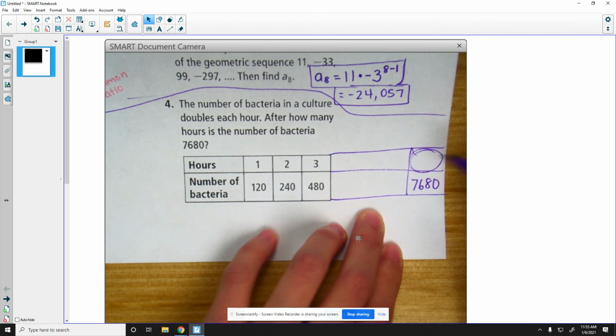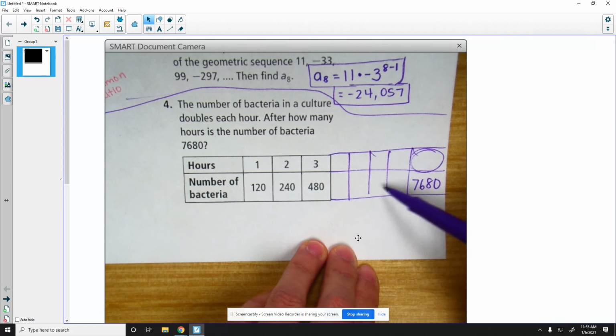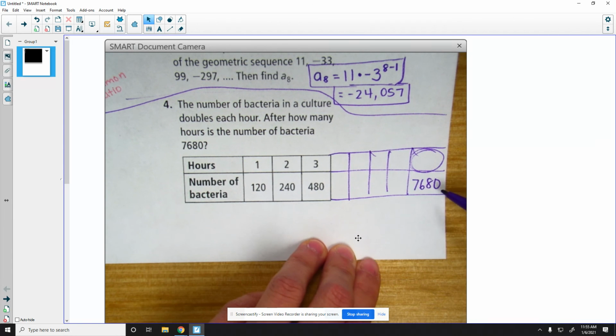So I could do this the elementary school way, and I could just fill in all the charts because I know what the pattern is, and then just keep on going and going until I see 7,680. But that might take me forever. So there should be an easier way because you are in algebra.